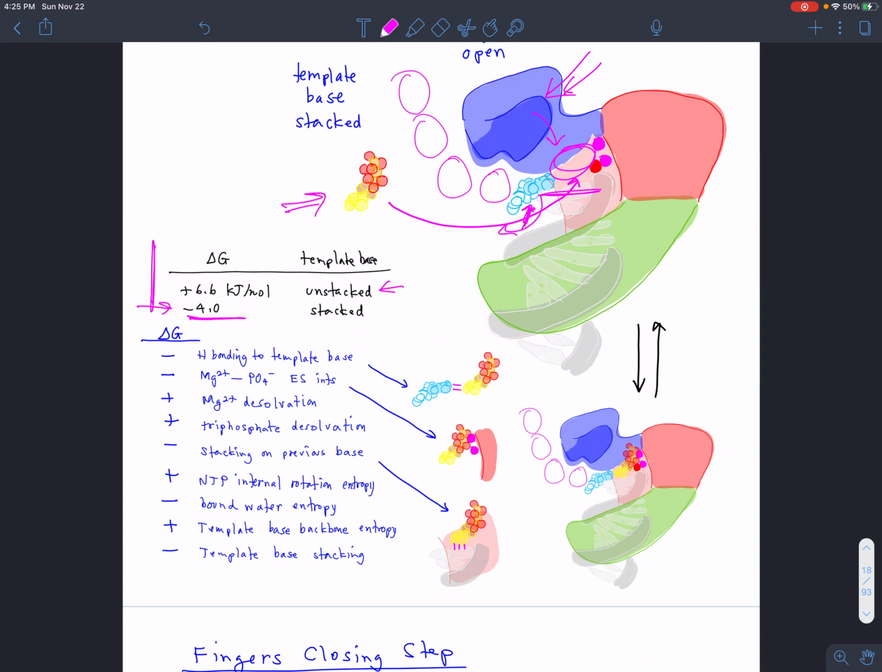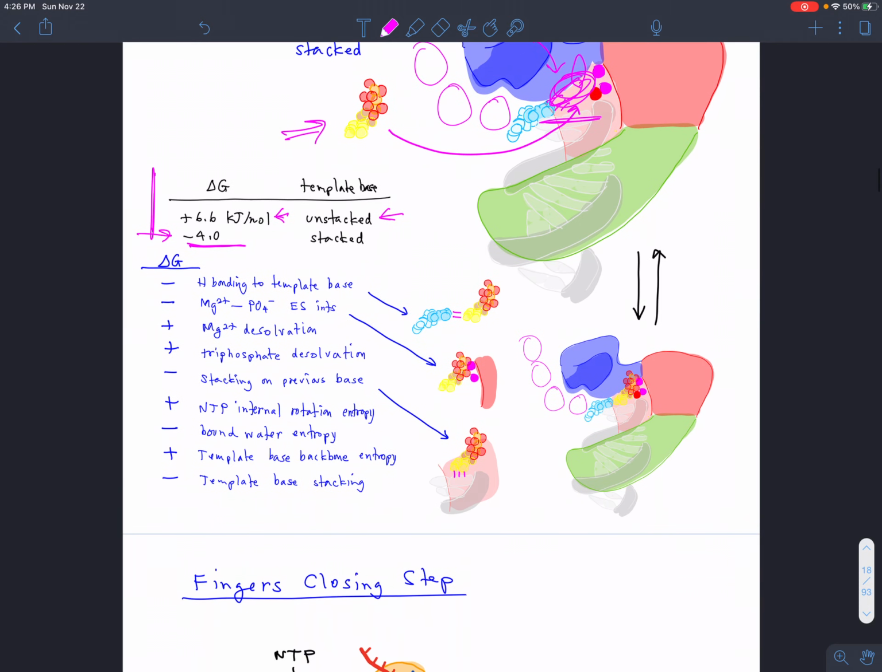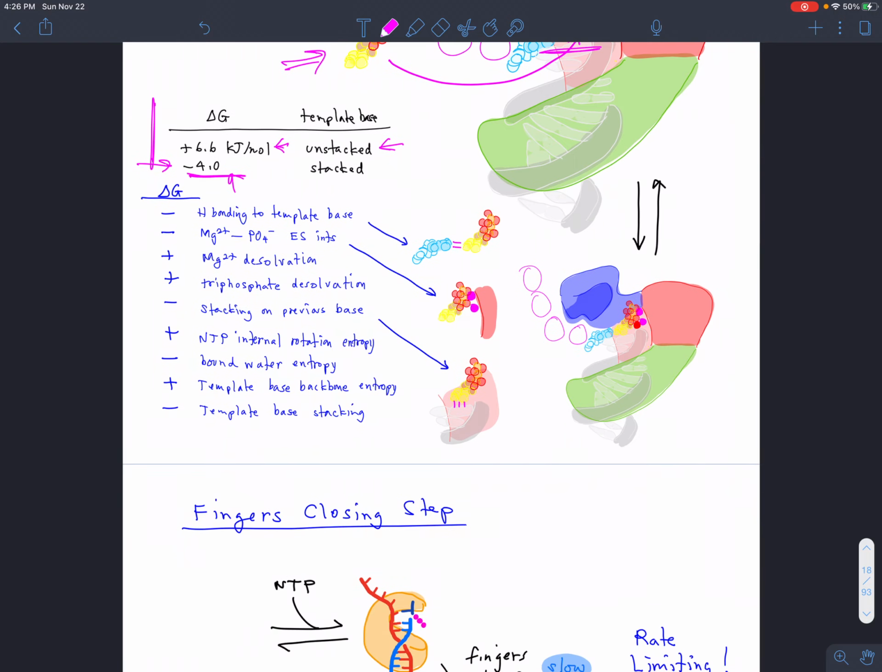So if it's unstacked, if this blue guy is in the wrong place, the delta G is unfavorable. The nucleotide can't bind. But once the template base is in the right place, then it can hydrogen bond, of course, with the new nucleotide coming in, and all the other interactions are good, in fact. And then the delta G is negative, but it's not huge: -4 kilojoules per mole, a pretty weak interaction.